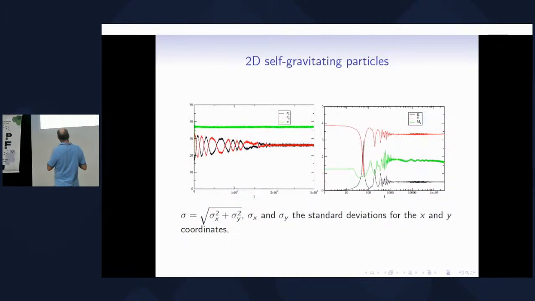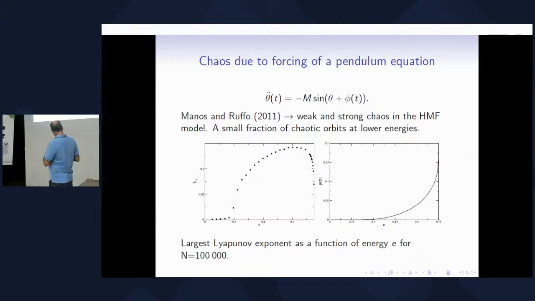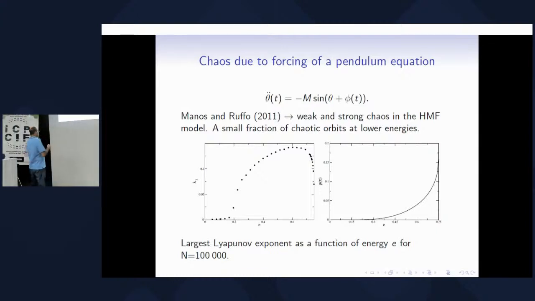This phenomenon also occurs for... Here's the graph of, essentially, the moment of inertia in the case of the 2D gravitational model, whose components oscillate and then go to a steady value, where we reach equilibrium.